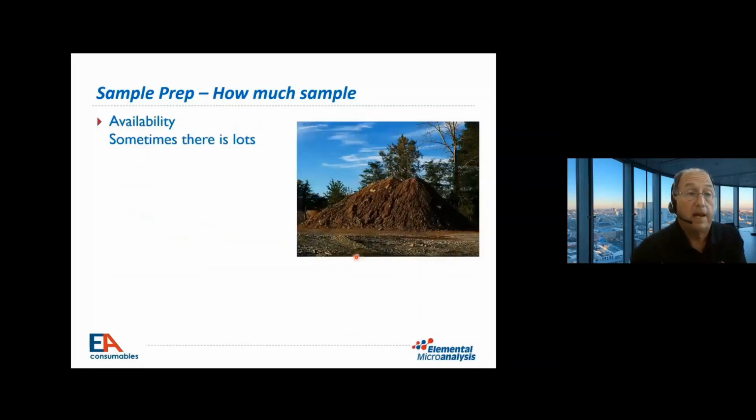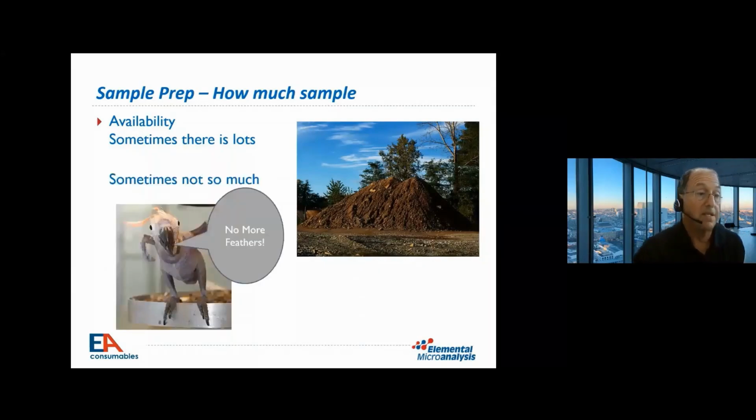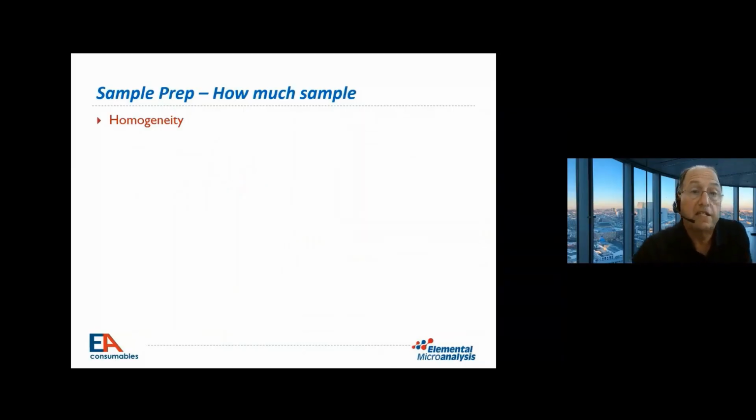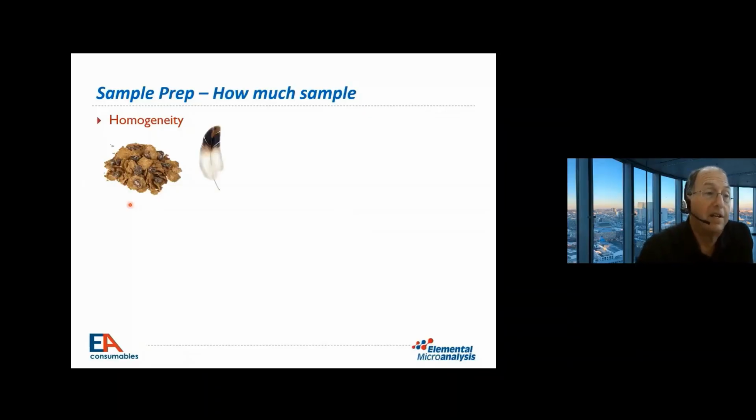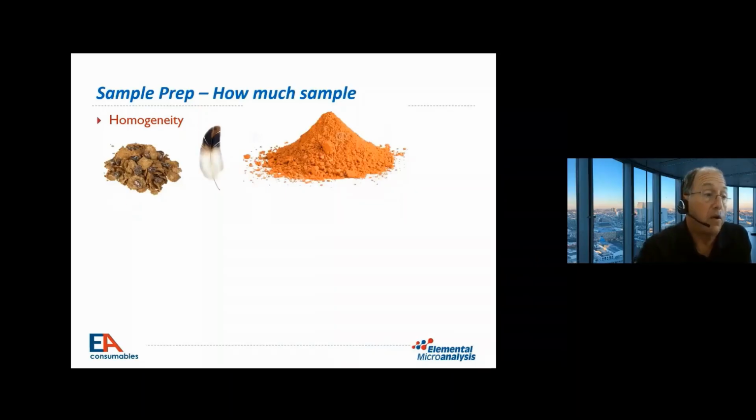On the availability side, sometimes you have a lot of sample, as in a big pile of dirt, and then other times you don't have so much. If you're looking for feathers, there are only so many to have. Homogeneity is another issue. Some materials are particularly inhomogeneous. My favorite here is the raisin bran. If you're trying to sample that, do you get the raisin? Do you get the bran? Feathers can be a challenge too. The tips of the feathers, the bottom of the feathers, the stems can all be different. Other things are quite homogeneous, as in pure chemicals.